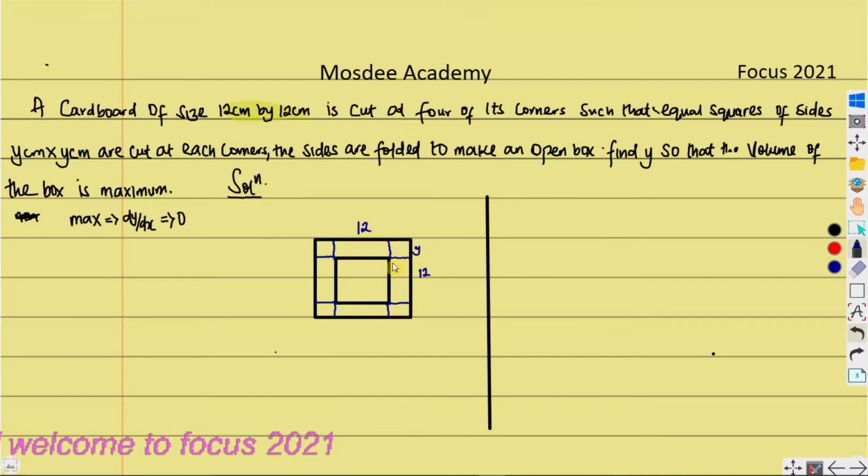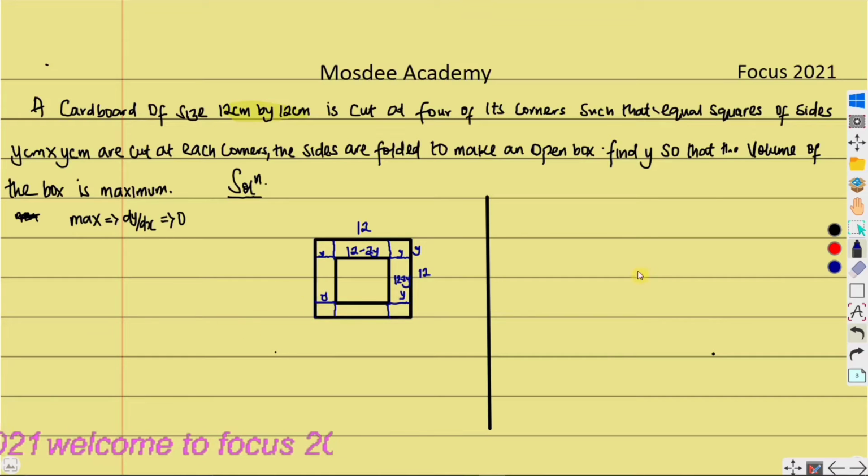I hope students understand this y by y. To get the remaining dimension, just follow your mathematics knowledge of mensuration. If everything from here to here is 12, here is y, here is y, then y plus y is 2y. So the remaining dimension will be 12 minus 2y. That also applies to this side, because we're talking about 12 minus 2y.